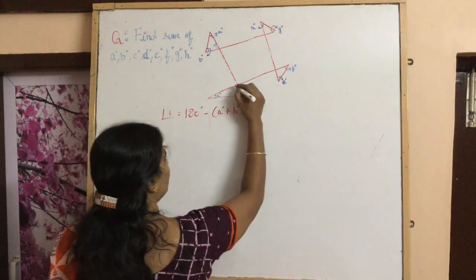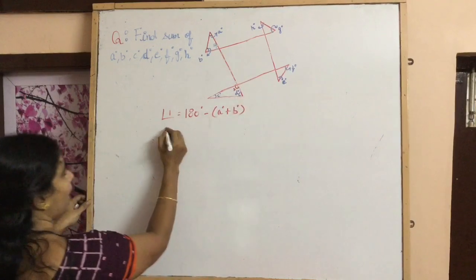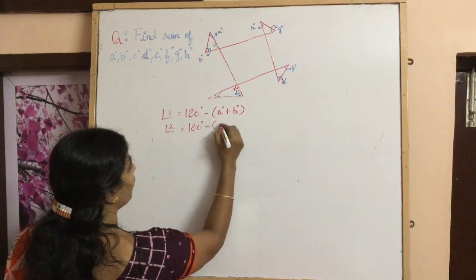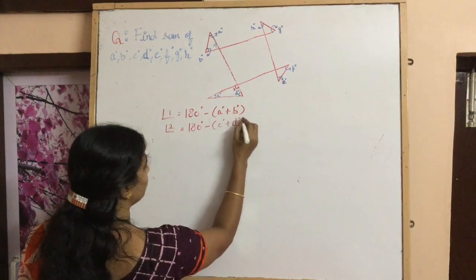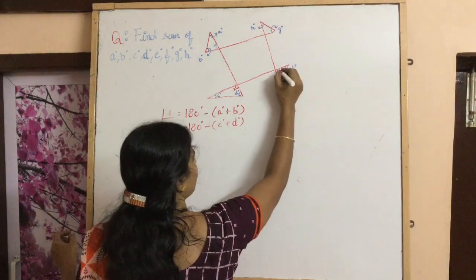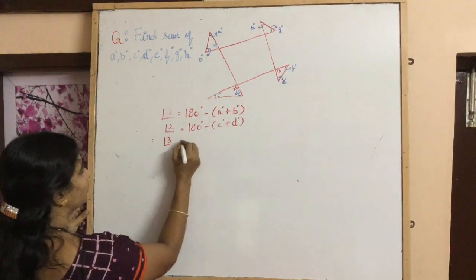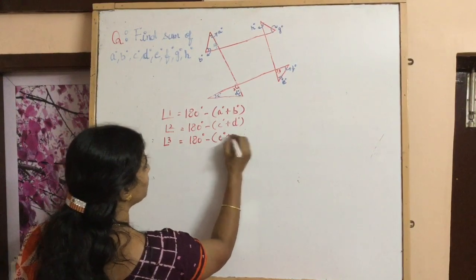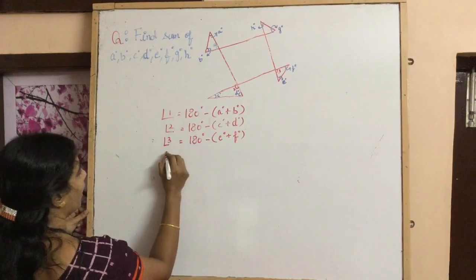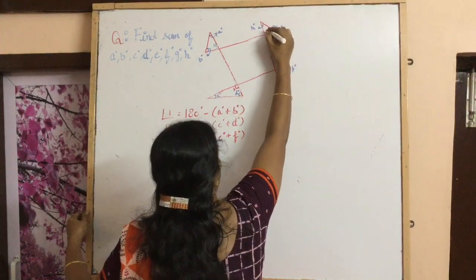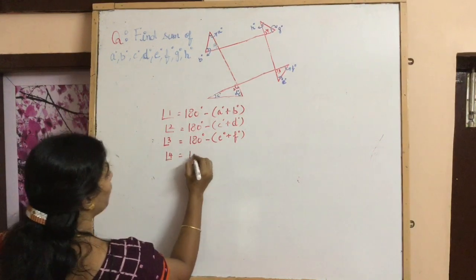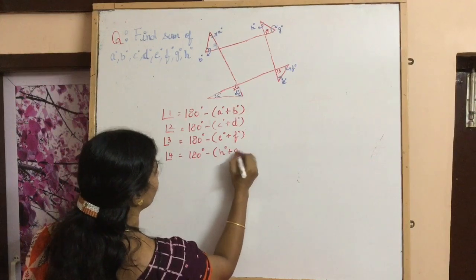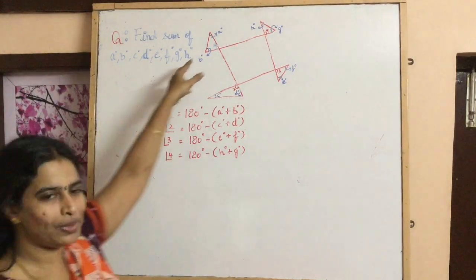Let's consider this to be angle 2, and angle 2 will be equal to 180 minus the sum of C plus D. If we consider this to be angle 3, then angle 3 will be equal to 180 minus angle E plus angle F. And suppose this angle is 4, angle 4 will be equal to 180 minus H plus G. I'm sure we must be clear until this part.